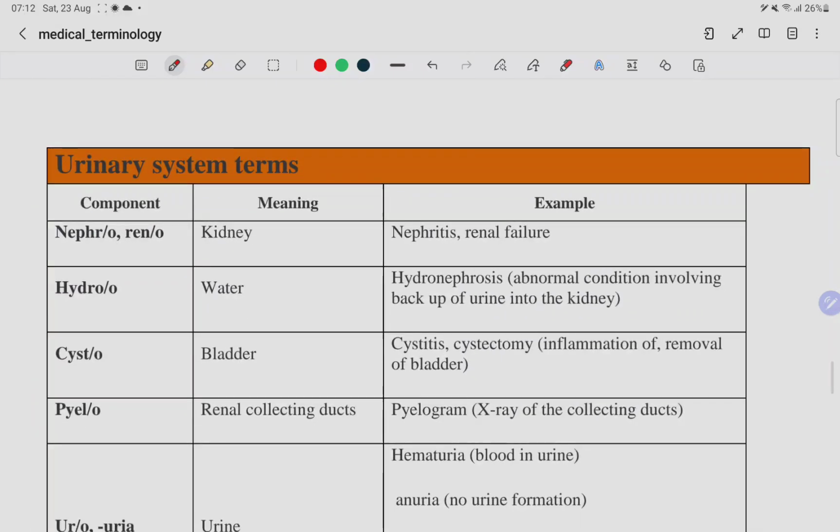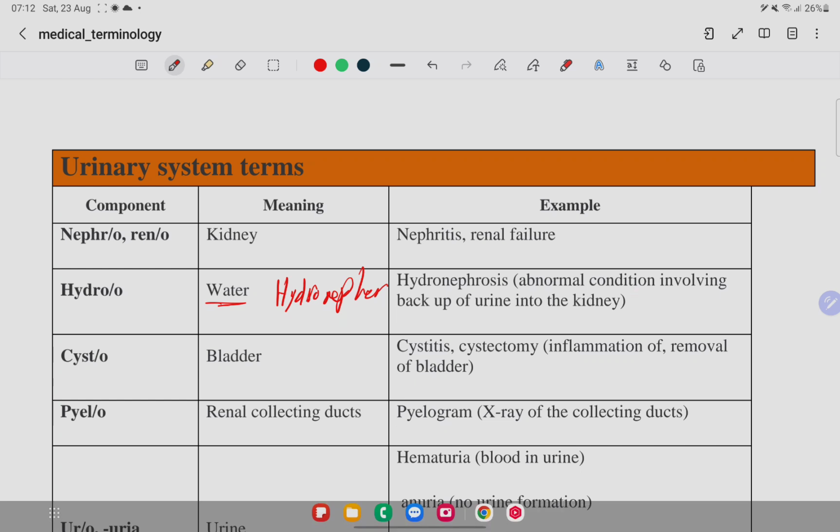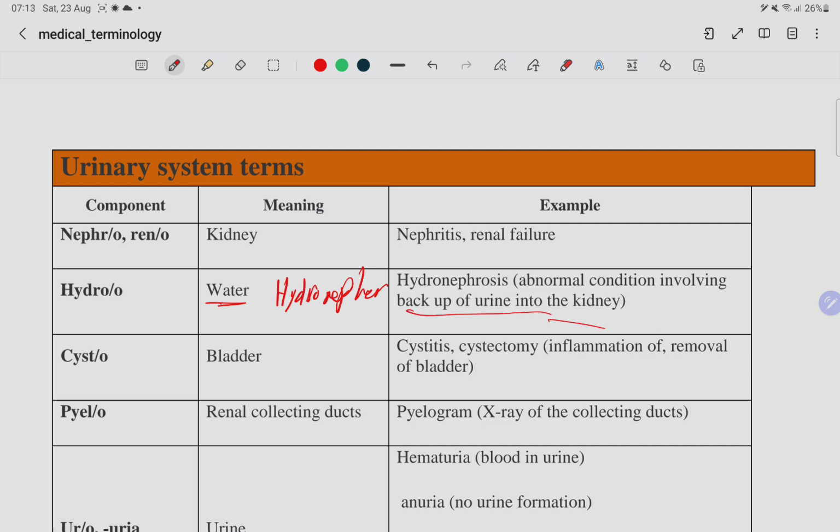When I say nephro or renal, it means kidney. When I say hydro, it means water. So hydronephrosis is dilatation of the ureter due to an abnormal condition involving backup of the urine into the kidneys. Okay.